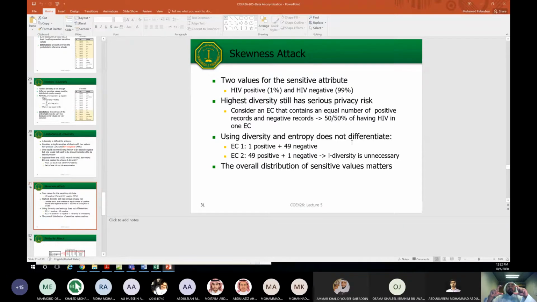Now this is a problem. Why? Because in the original table, if I identified a single certain individual, then the probability that he is HIV positive is only 1%. While in this equivalence class, if I was able to identify him, then the probability is 50%. So that's an increase in the inference, or the probability of linking him to a sensitive value. So this is the problem of L-diversity.